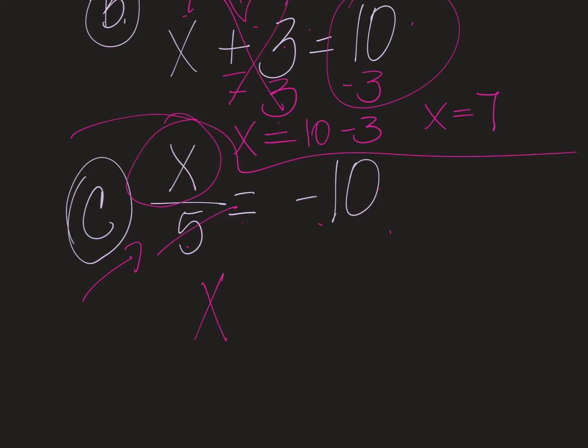So you got x equals negative 10 times 5. Now, you have a negative and a positive. What the rules are when you're multiplying integers and you have a negative and a positive and you multiply, your answer is negative. Okay, so x equals negative 10 times 5 is negative 50.